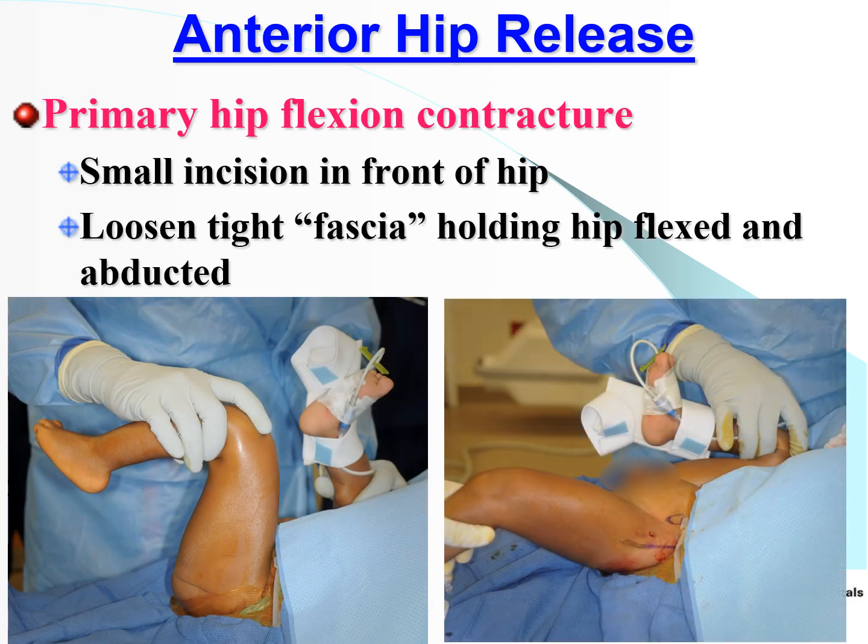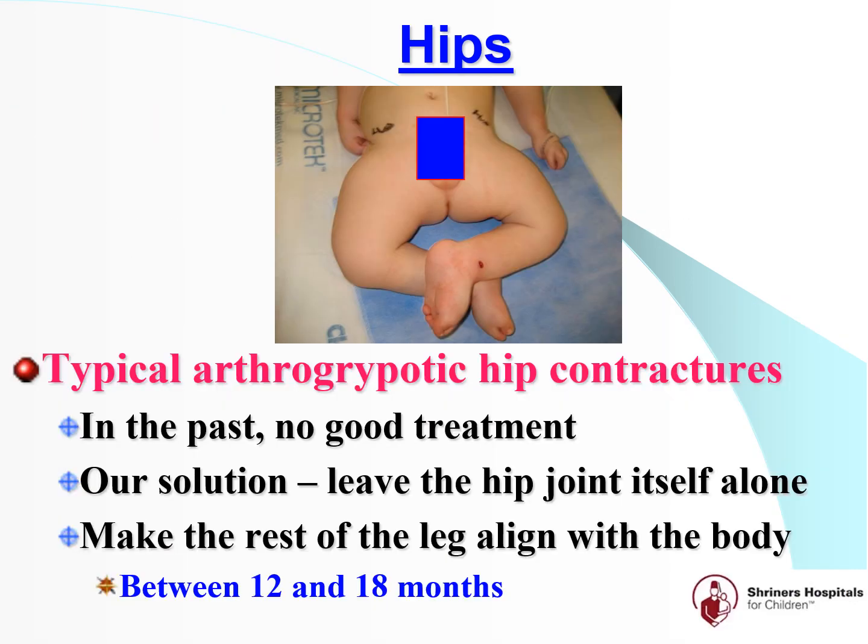A small procedure called an anterior hip release can be done through a 1/4-inch incision, where the tight fascia or scar tissue in the front of the hip can be loosened, allowing the hip to be extended. Often though, the hip contractures are not only the flexion contracture, but also an external rotational contracture and severe abduction. In these cases, the reorientational osteotomy is a very successful treatment.